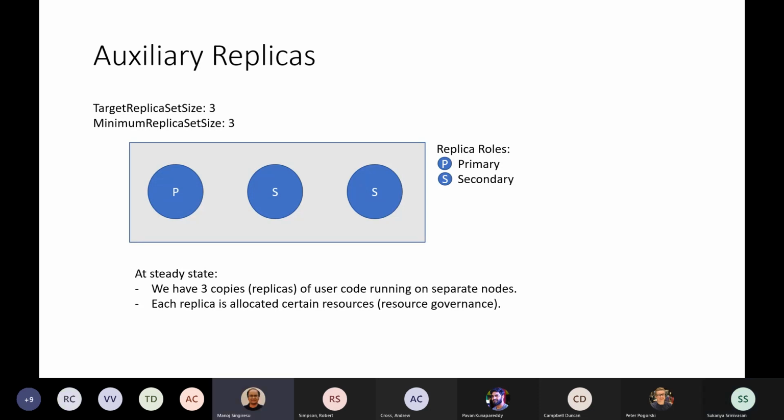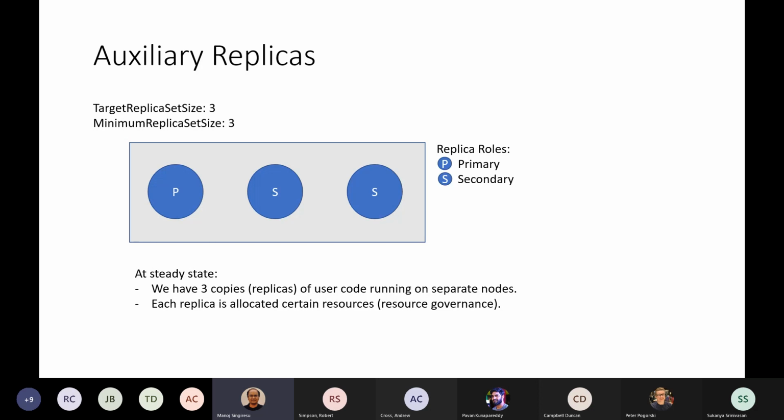Thank you, Skinner. So today, as you guys probably know, for stateful services, we have something called a target replica set size that determines how many replicas will be running in the partition. Let's say we have a target replica set size of 3. That means we will have 1 primary and 2 active secondary replicas. What this means is you have 3 copies of your code running on different nodes. At steady state, all 3 copies are running, consuming some resources from the cluster, like CPU, memory, and all that.